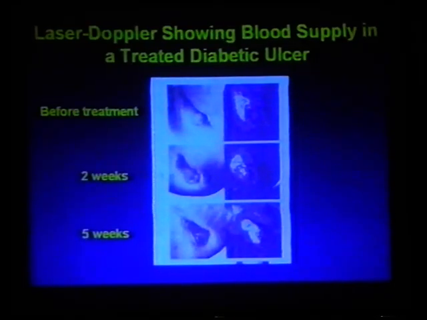We've also taken this into the clinic. This is laser Doppler, looking at changes in blood flow in a diabetic foot ulcer, so this is the ulcer. And we're interested in the blood flow in this region. And as you can see, after 2 weeks it's increased, and after 5 weeks it's increased more. So we are getting an angiogenic effect right through from seeing angiogenic factors to seeing actual angiogenesis.